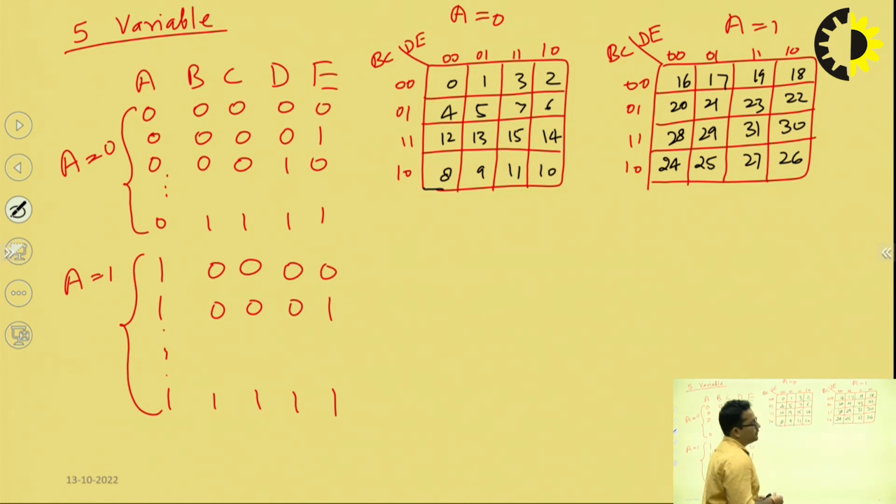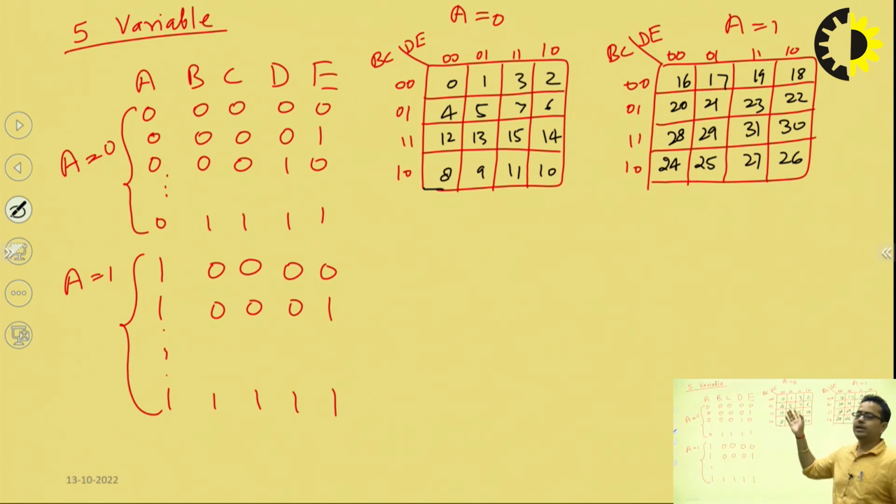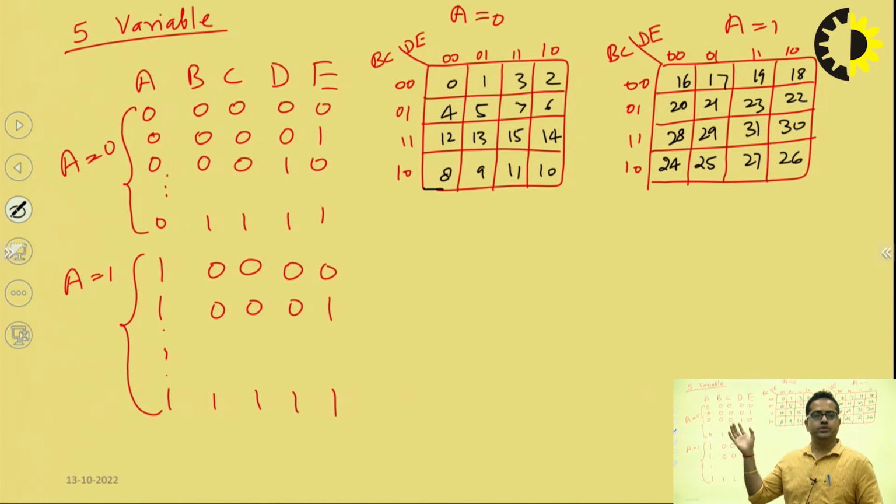Now we can take any variable as 0 or 1. Instead of taking A as 0 or A as 1, we can take B as 0 and B as 1. The only point that you have to take care of is, while filling the decimal equivalent value, you have to write the value as per the combinations that you have taken. So you can also reverse this order.